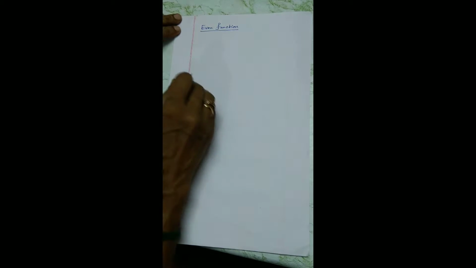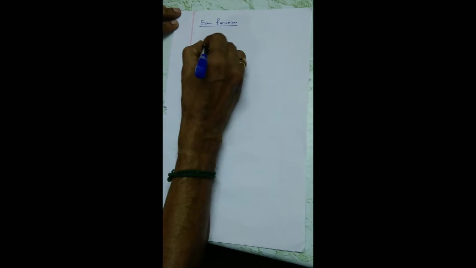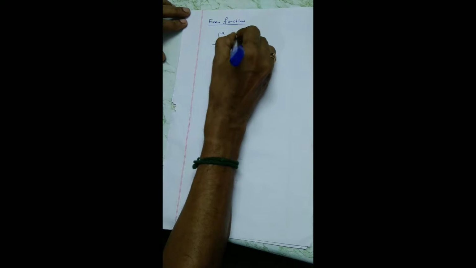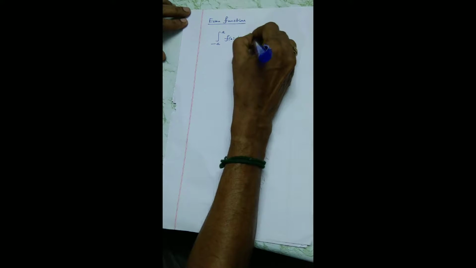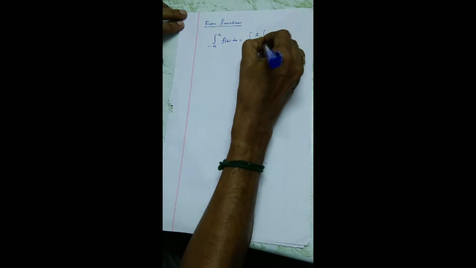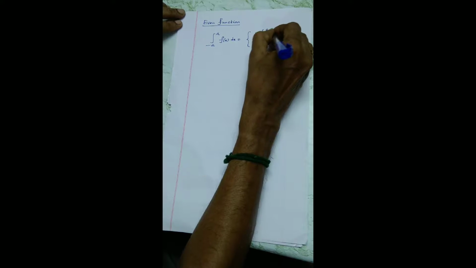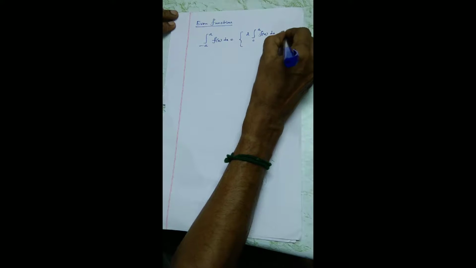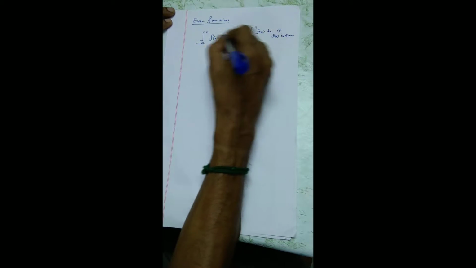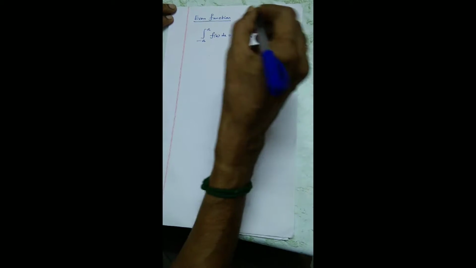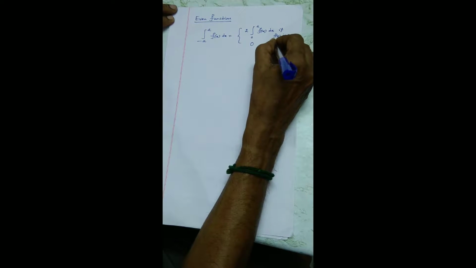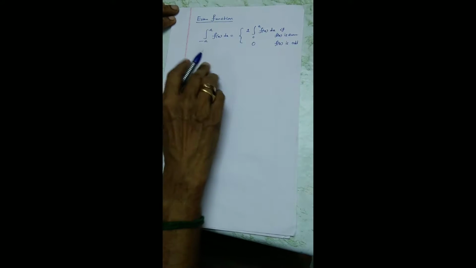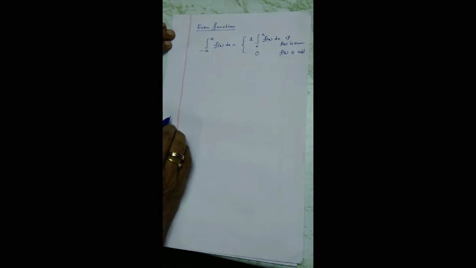For example, you know the properties of definite integrals: the integral from minus a to plus a of f of x dx is twice the integral from 0 to a of f of x dx if f of x is even. If the function is even, then I can write like this. Otherwise, if f of x is odd, that means the integral is 0. This is a property of definite integrals.